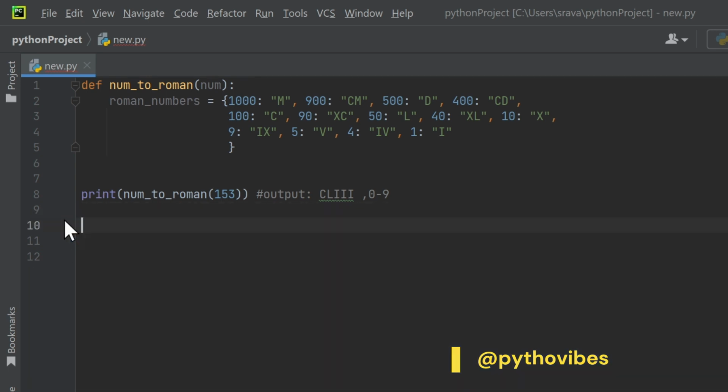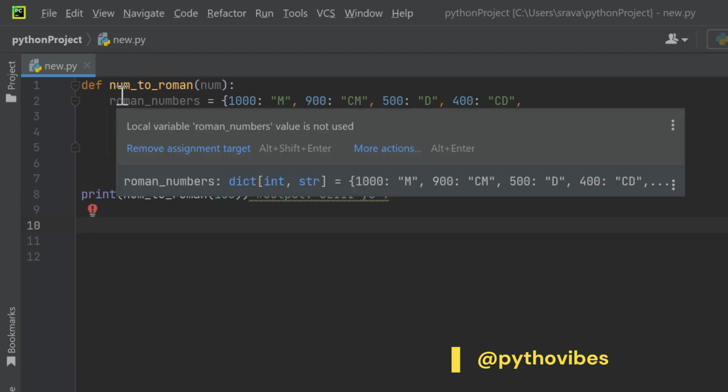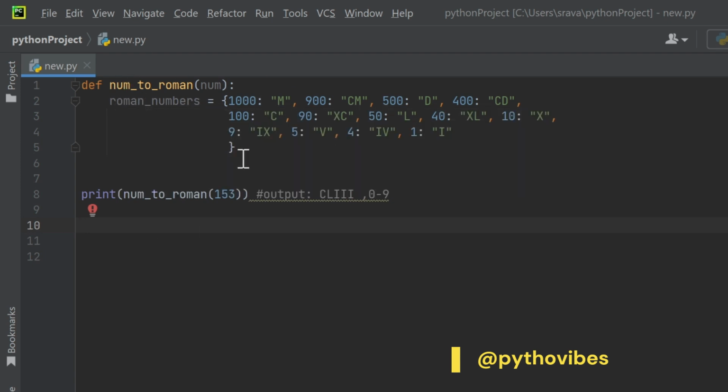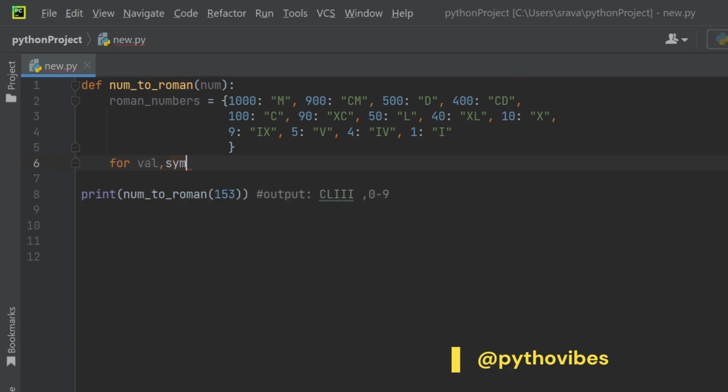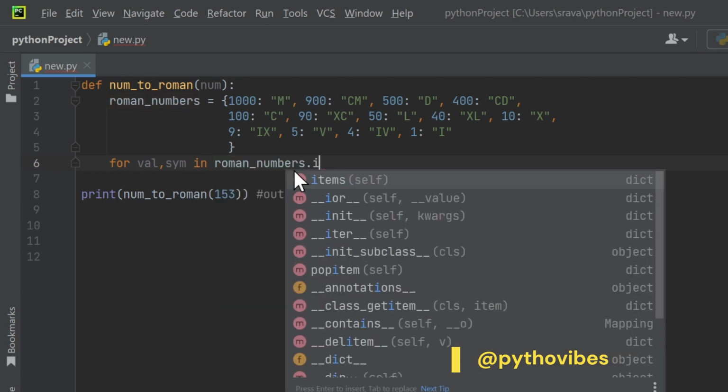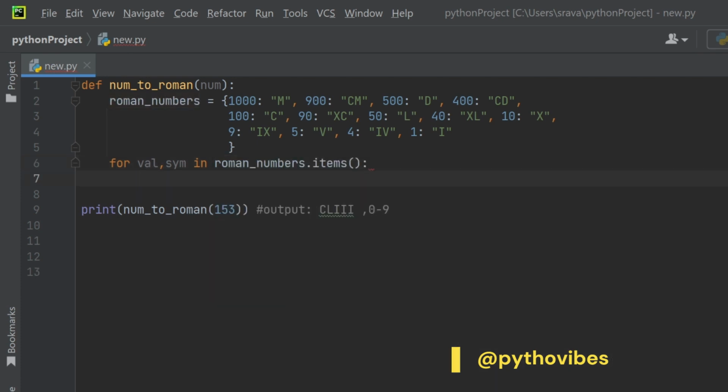So let me write the code here. I have already defined one function, number to Roman, and I have already created one dictionary, Roman numbers. These are the keys, which are decimal numbers, and the values are the Roman numbers. What do I need to do here? For value, symbol in Roman numbers dot items, because this is a dictionary and I want to get the key and the value. So here I have taken this value and this symbol.